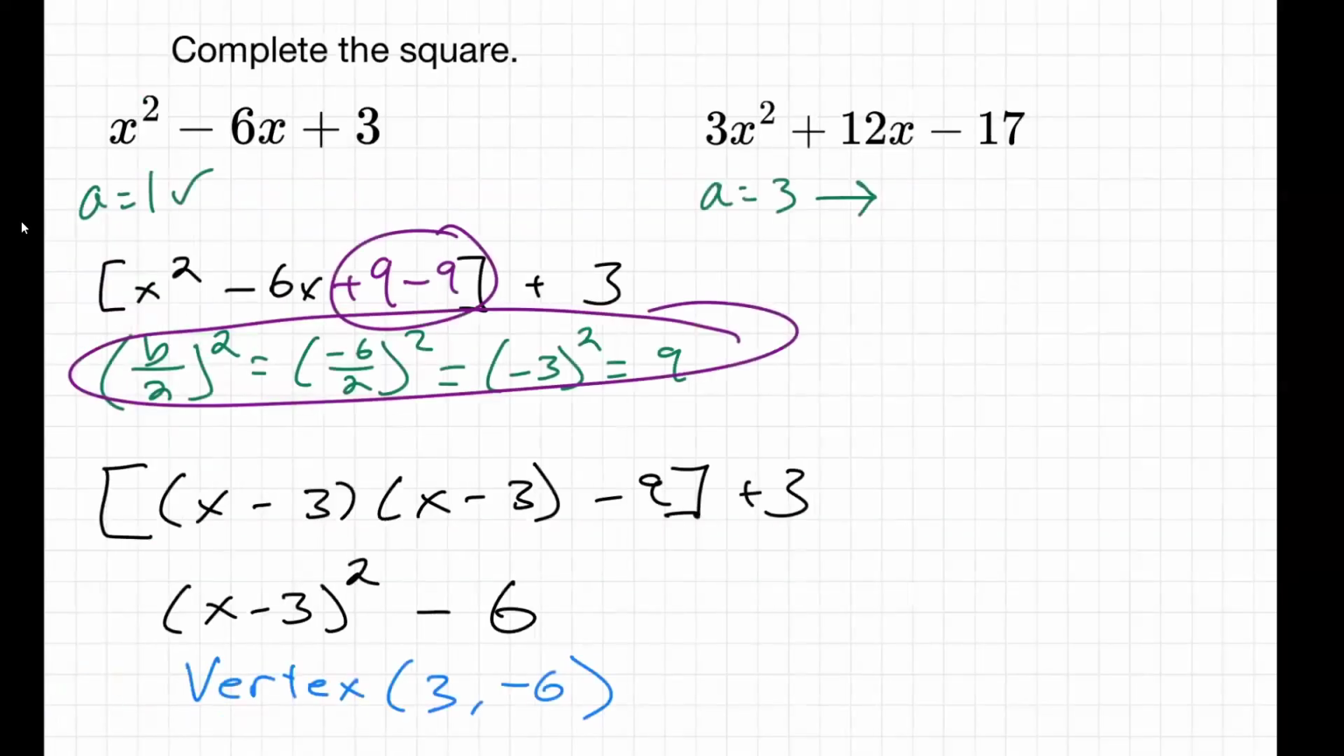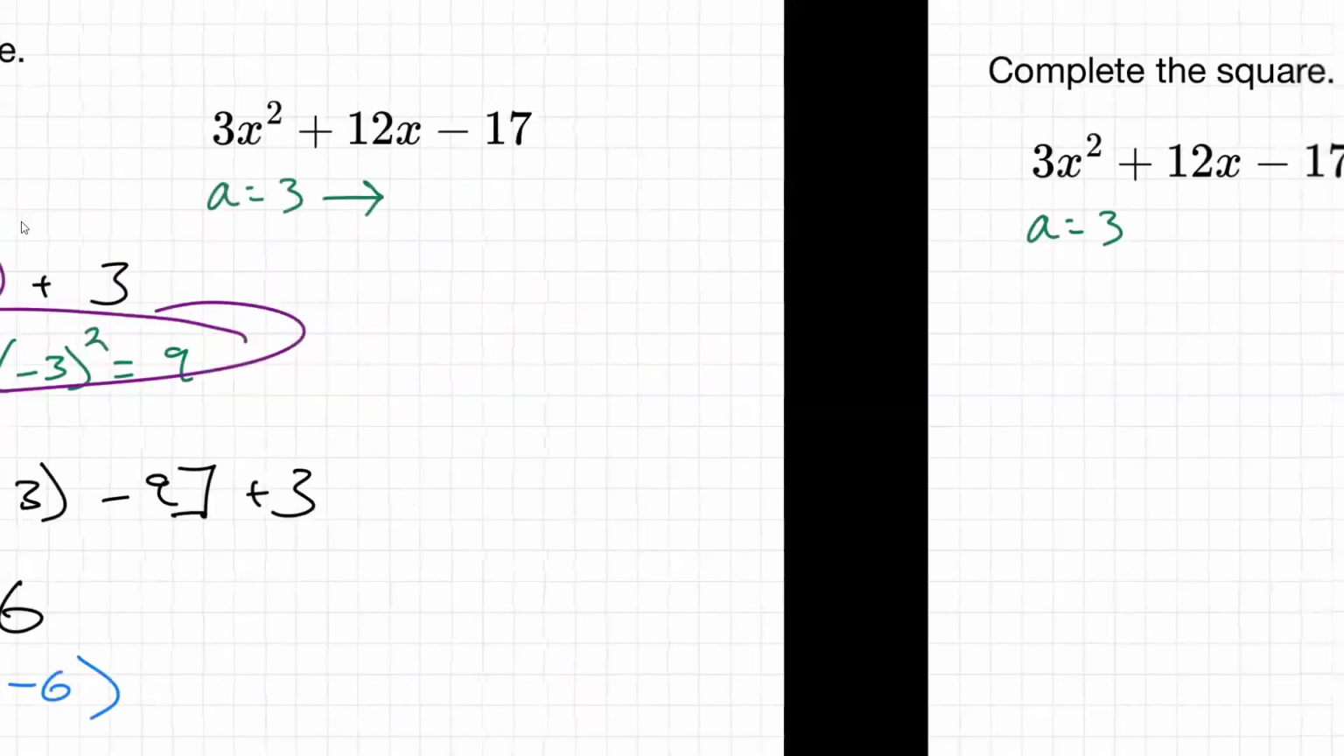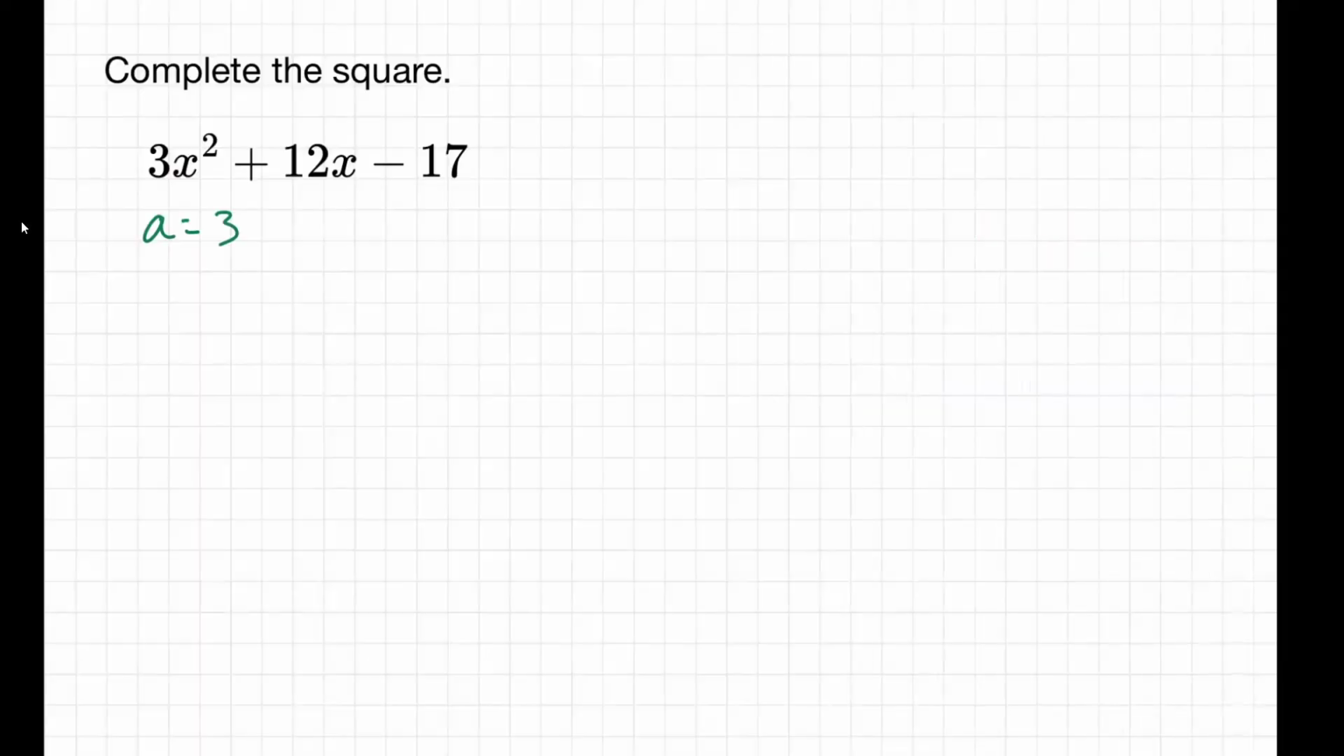Now, this one was nice, right? Because A was already 1. All right. But what is this A value again? 3. Now, what you're going to find here, this is where we can be creative on how we write this. Because division allows me to get to 3, but guess what? We could take advantage of factoring right now.